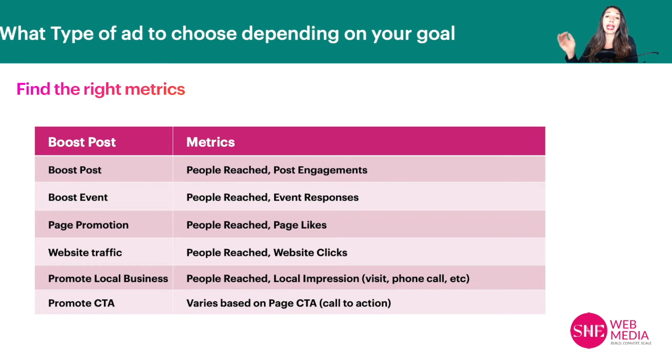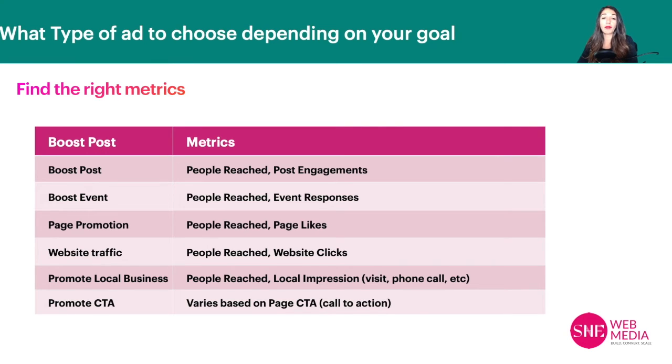So when it comes to boosting, post engagement is very important. Boosting an event, again, people reached. I repeated that in every single one of them, because it's important for you to concentrate on reach, not impression. Then your event responses, that's your KPI. Are they clicking to buy the ticket? Are they responding to the events? That's your KPI. Page promotion, are they liking the page? Website traffic, how many people you reach, and are they pressing the website links? Do you get a click on that link you put in there for them to land on your website?